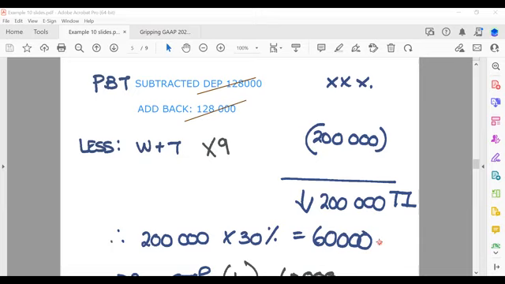Please tell me, what is our tax journal entry going to be for the 60,000? What is our tax journal going to be? Well done.